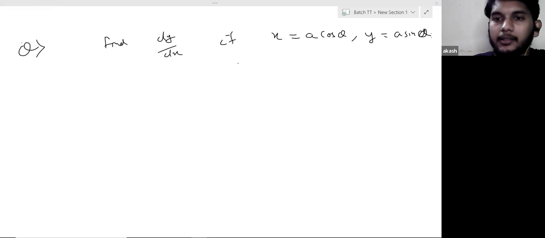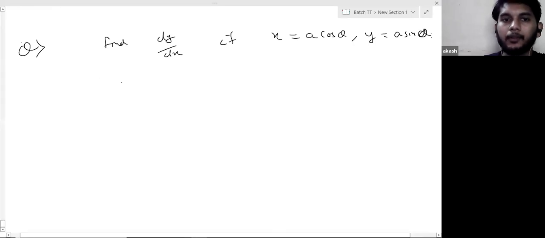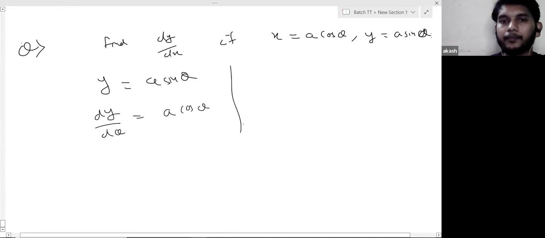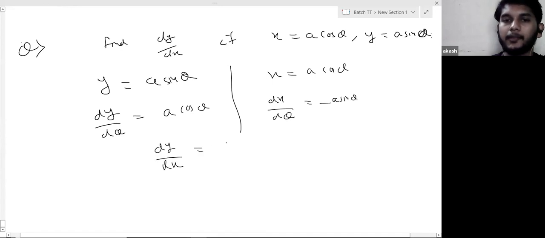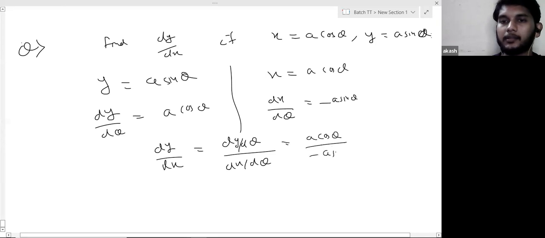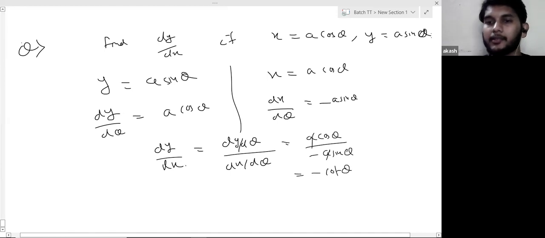Right, Kinza. You can cancel some of the things. We have a sin theta as y, so dy by d theta will be a cos theta. x is a cos theta, so dx by d theta will be minus a sin theta. So dy by dx we can write as dy by d theta upon dx by d theta, a cos theta upon minus a sin theta. This is cancelled. So minus cot theta is the final answer. All right, Kinza. Yes, sir.